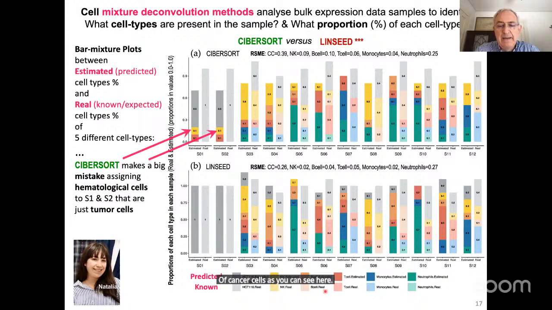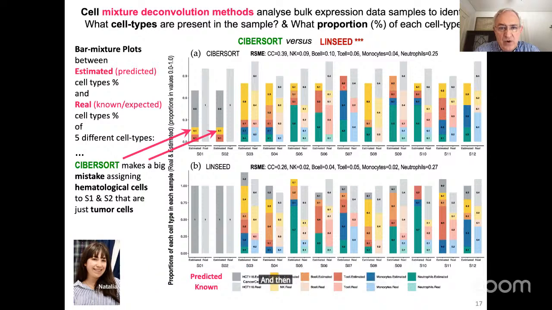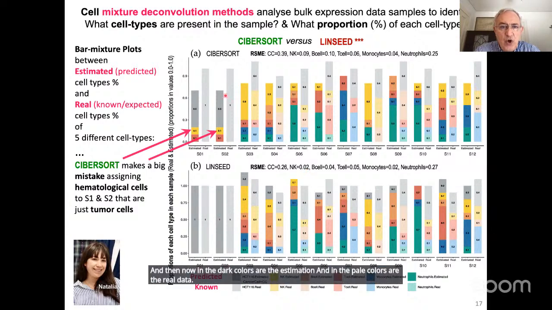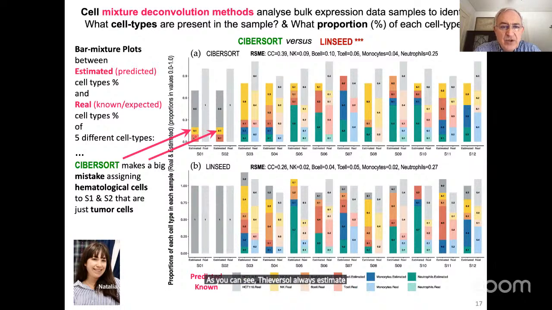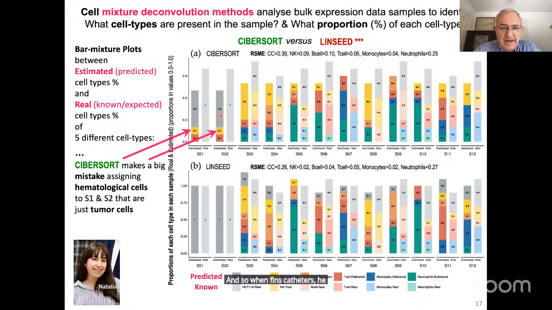You see, this is the cancer cell that was added, and now we have 6 different samples. And now in the dark colors are the estimation, and in the pale colors are the real data. As you can see, Cibersort always estimates that the system has got immune cells, despite the fact that these two samples are pure cell line. Why? Because Cibersort is not designed to identify cancer cells. It's designed to identify immune cells. So when it finds cancer cells, it gets muddled, and the result is not good.